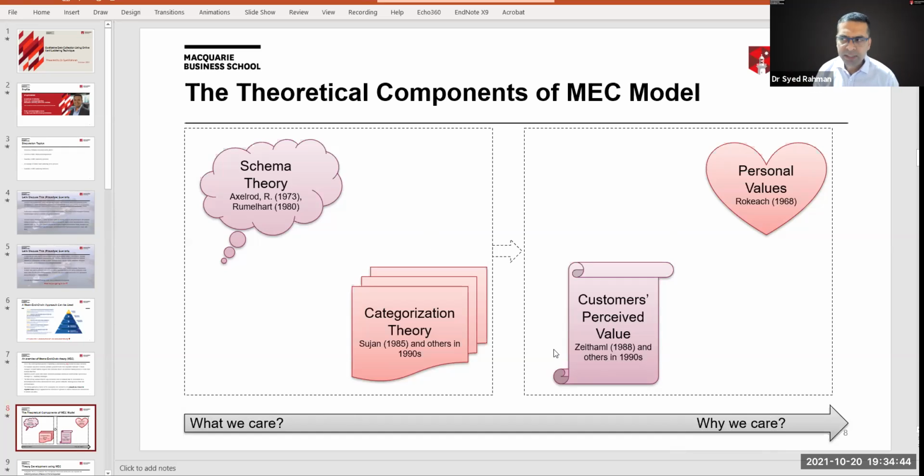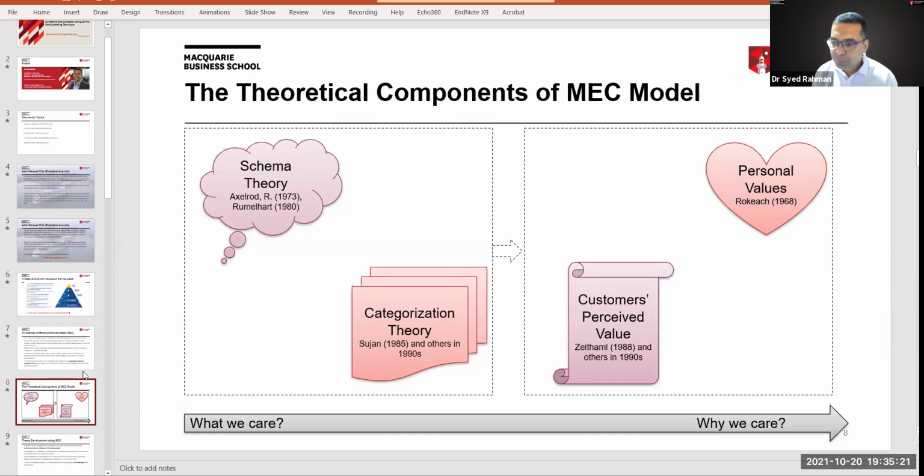I'm not going to discuss these individual theories too much, but if you are really interested and you are going to develop a study based on this theory, you must read about them. First of all, you need to read about schema theory. Then you will read about categorization theory, how we categorize our perceptions, then customers' perceived value, and how it links to our personal values. That's for another session, but it's just a bit more information for the future.